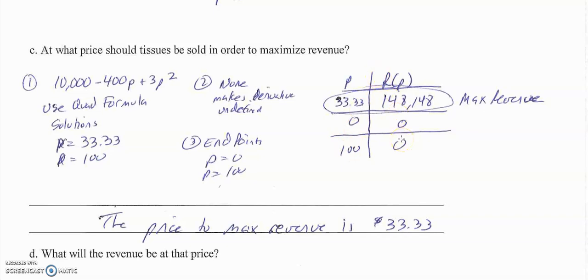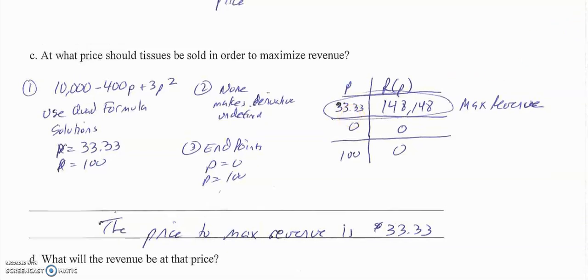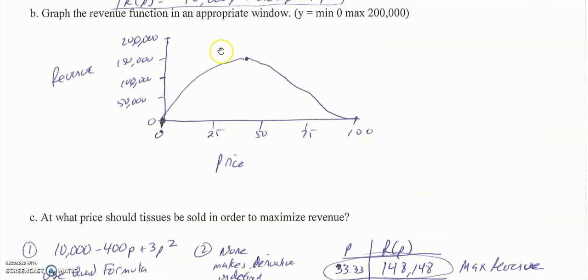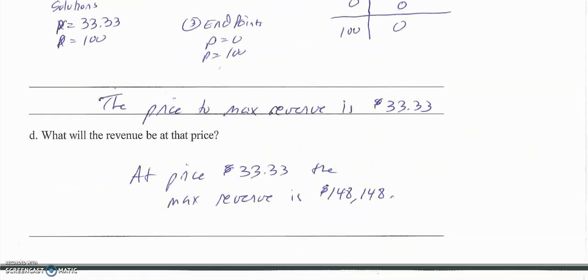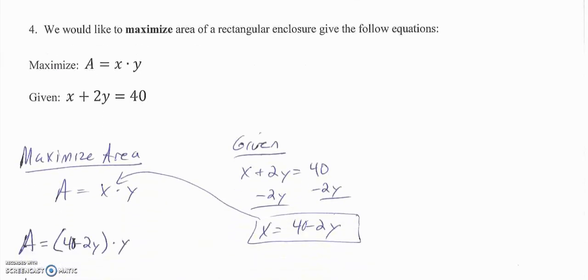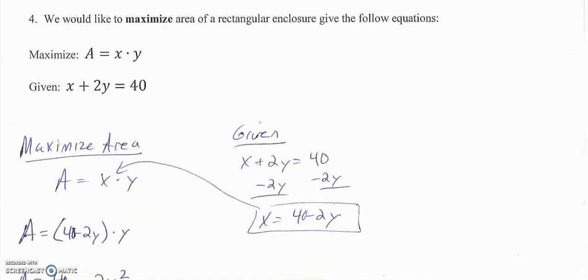So it becomes pretty obvious that to maximize revenue, you would charge 33.33. That is verified in the graph. There's your absolute maximum at 33.33, and your revenue at that point is 148,148.